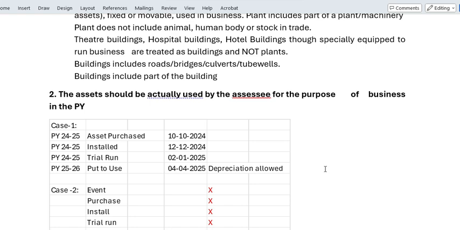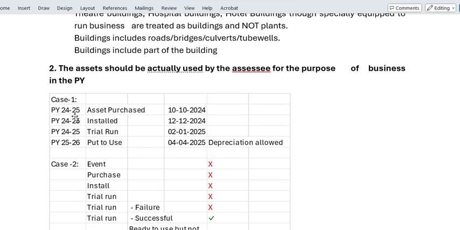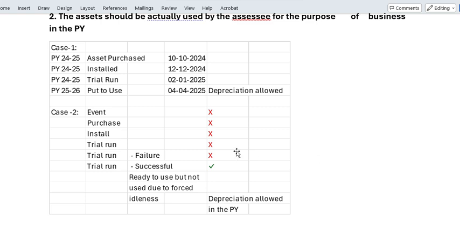So you can consider a case in the previous year 24-25, where some asset was purchased. On 10-10-24 you purchased it, then installed it on 12-12, then a trial run was conducted on 2-1, then it was put to use, actively used in the business on 4-4. Only then is depreciation allowed. For an asset to get depreciation, it should be put to use in the business. Now you have conducted the trial run, but it failed. A successful trial run means it is ready for use, but due to some reasons you are not using it. Now the trial run is conducted.